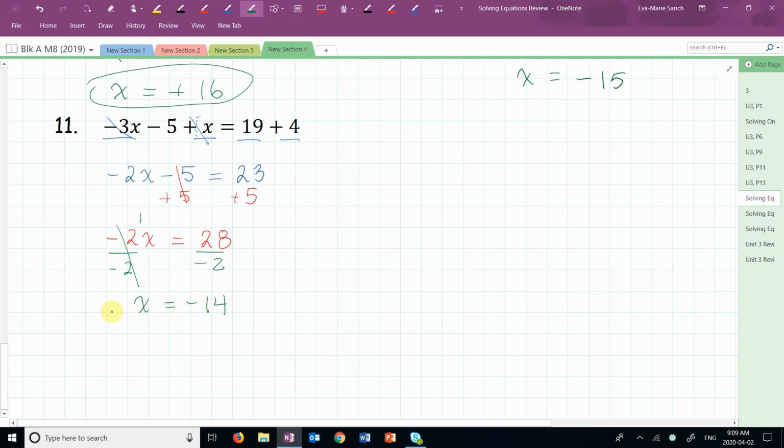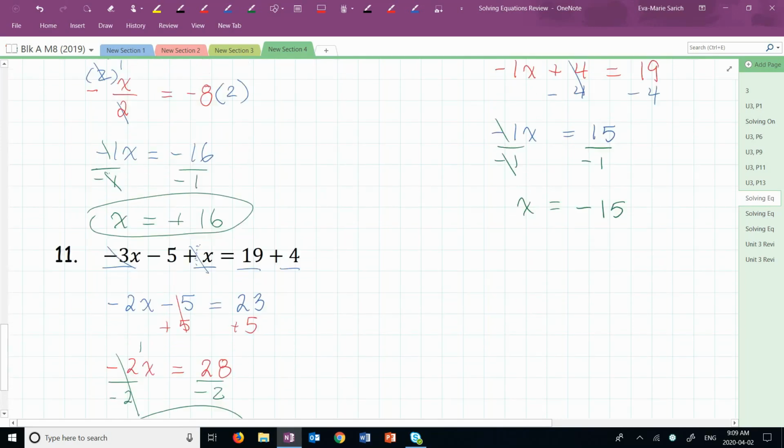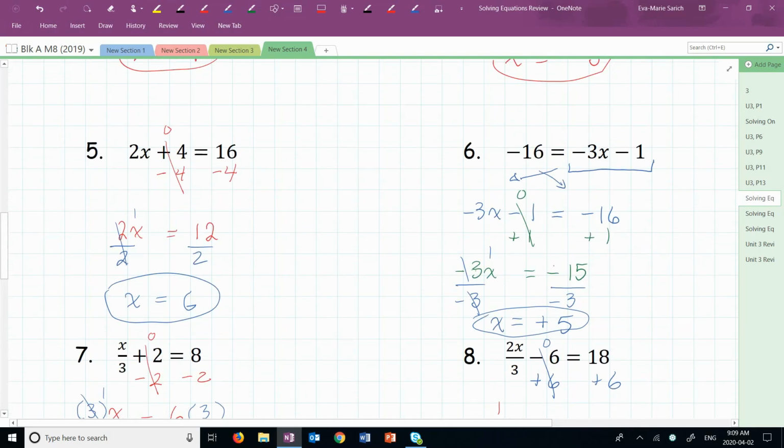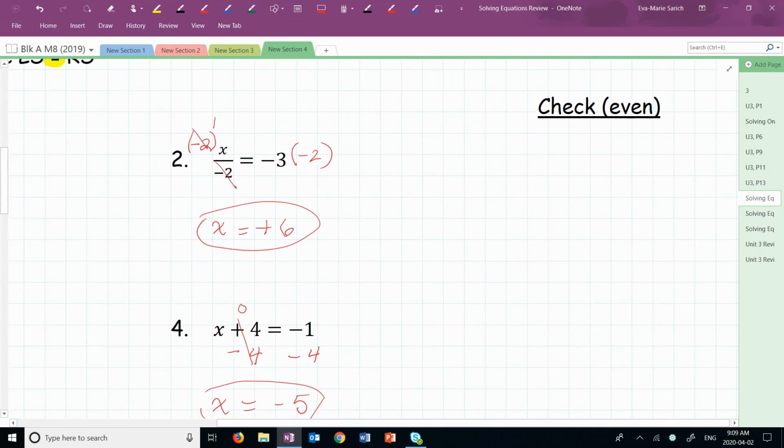Okay, we've solved. Now what I haven't done is do any checks. So we're going to go back up here and do a couple of checks on the even questions. To do a check, remember, we start with the original equation. This first one was x divided by -2 is equal to -3. That's our first step. Just write out the equation.